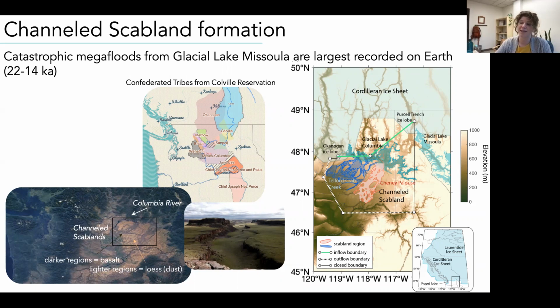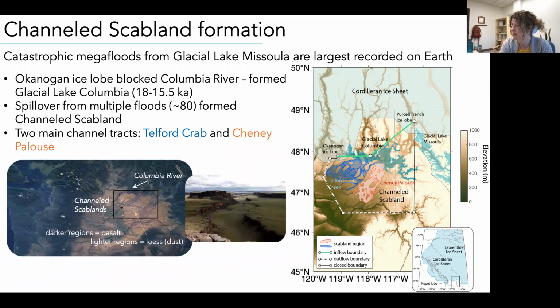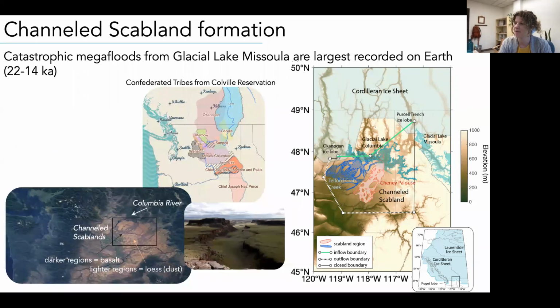And for me, what was really special working on this project is that this is really visible even from space. Here I'm showing a map from satellite imagery where we can clearly see the Channeled Scablands, these darker regions carved into this lighter loess-covered plateau. It was always really fun for me to go on Google Earth and get to my study site really quickly. The darker regions are basalt, that's why they're darker. The lighter is loess. And this is just an example of what this looks like on the ground. You all probably get to go look at this every weekend.